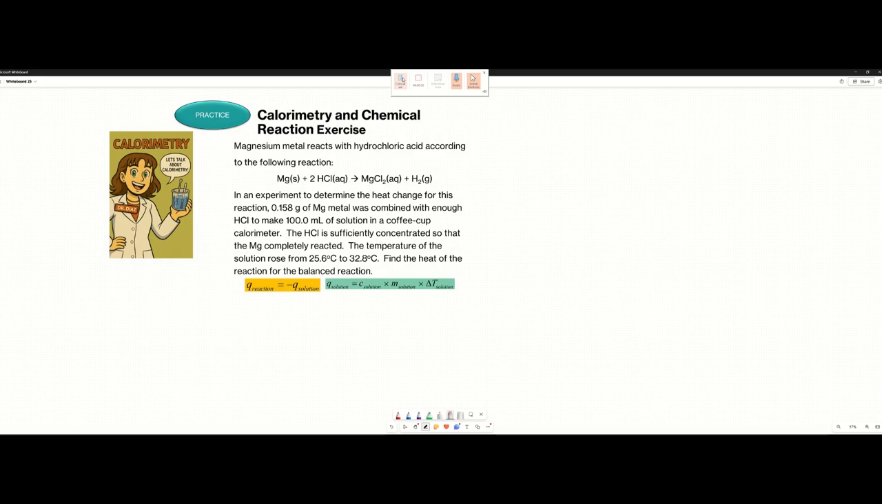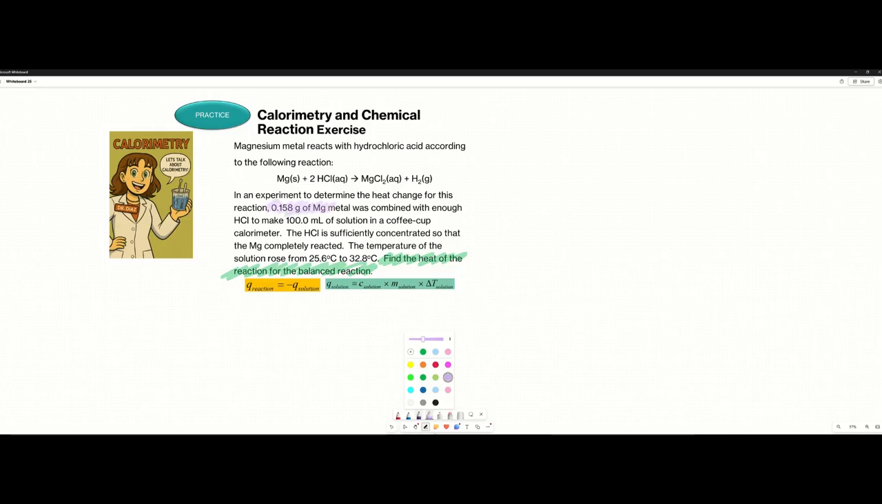The temperature of the solution rose from 25.6 degrees Celsius to 32.8 degrees Celsius. Find the heat of the reaction for the balanced reaction. So this is what you need to pay attention to, read up to the end, because they ask you to find the heat for the balanced reaction. And the data that we have is over here, 0.158 grams of magnesium.